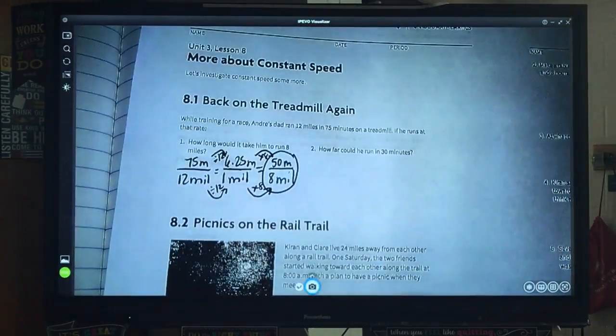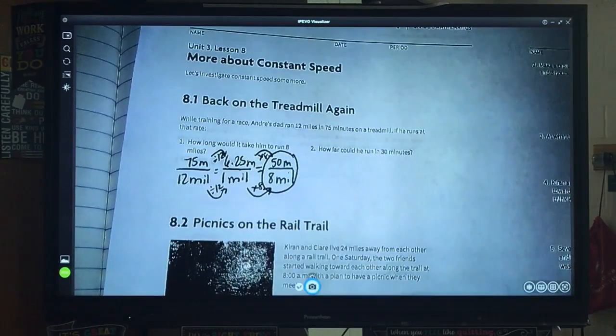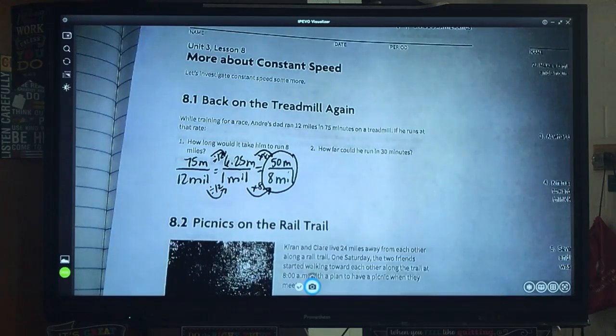Okay, how many of us got that one right? Okay, how many of us did a different strategy? And that's okay, that's fine. You do not have to use this strategy if you don't want to. I want to make sure you guys understand that.